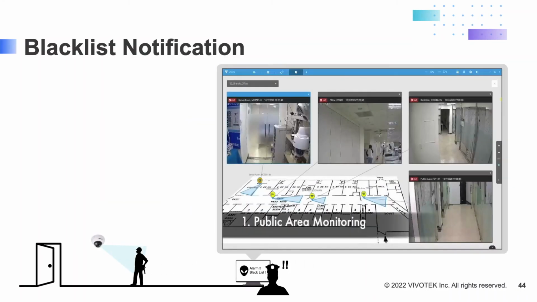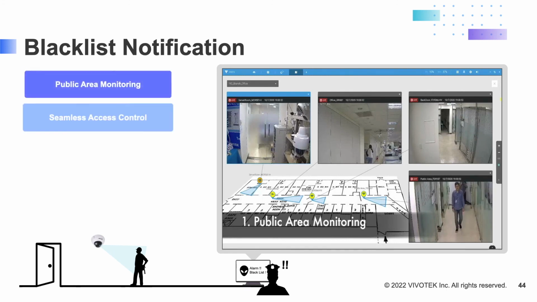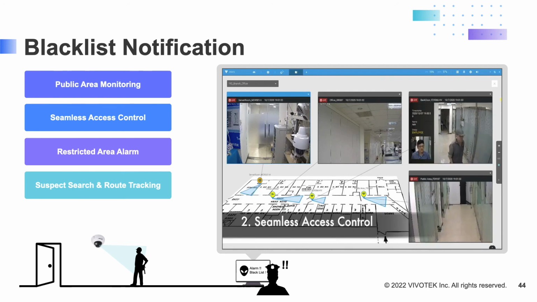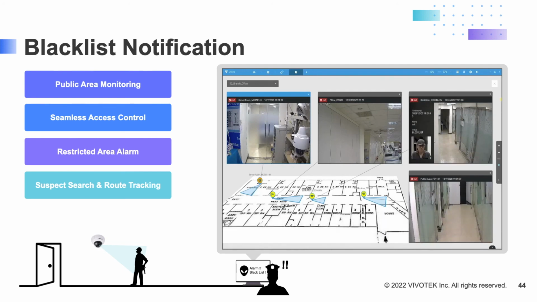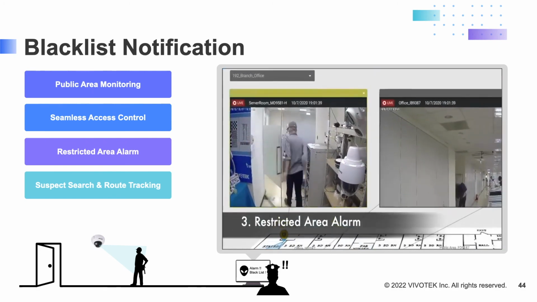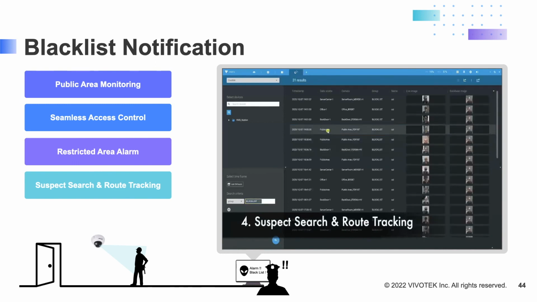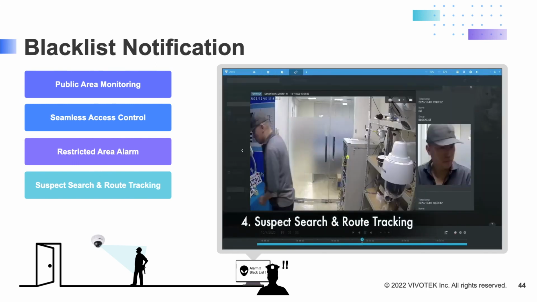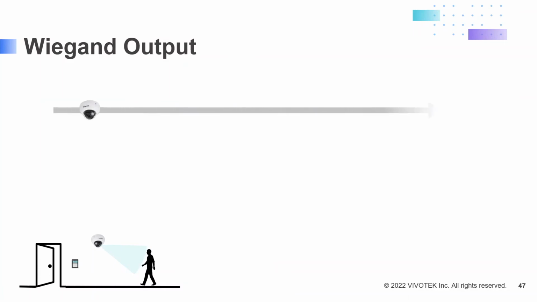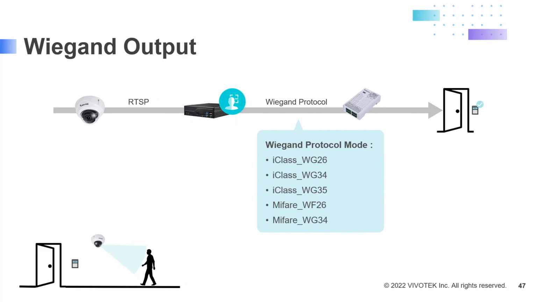The integration with a video management system like VAS2 allows blacklist notification. Inside this video, you can see a suspicious person entering a restricted area. A notification is sent to the security guard in the first place. The security guard can then search through the events and trace back the routes. The facial recognition system also integrates with access control systems with up to 5 different Wiegand protocols.